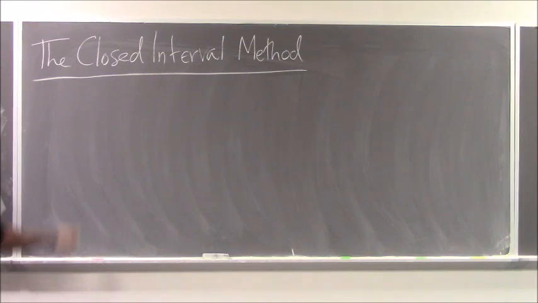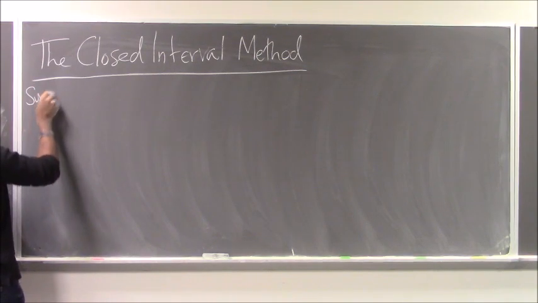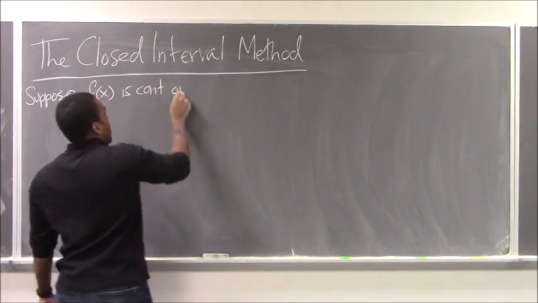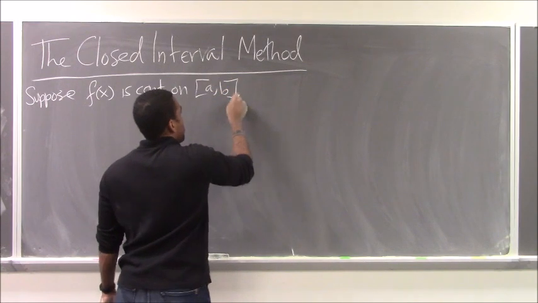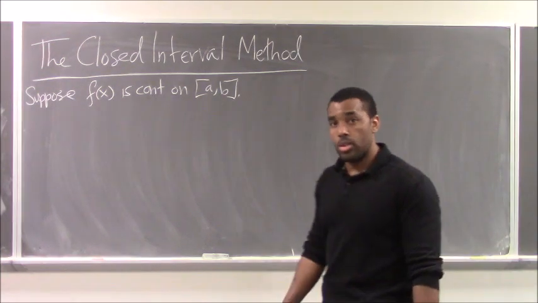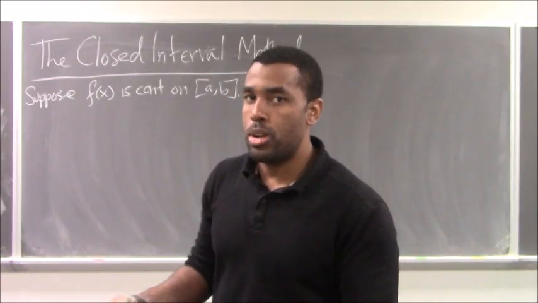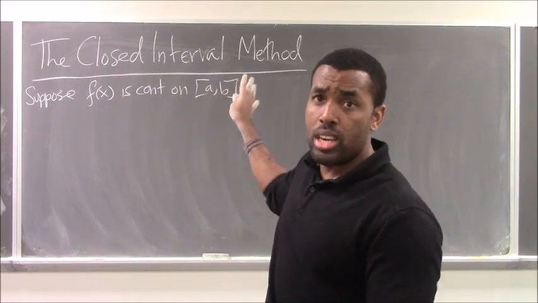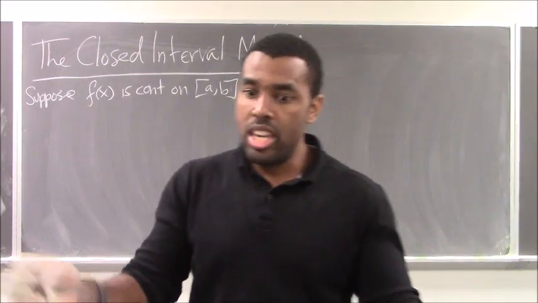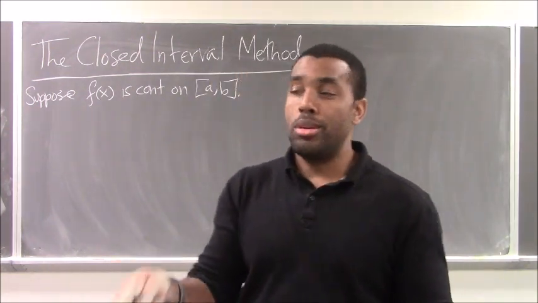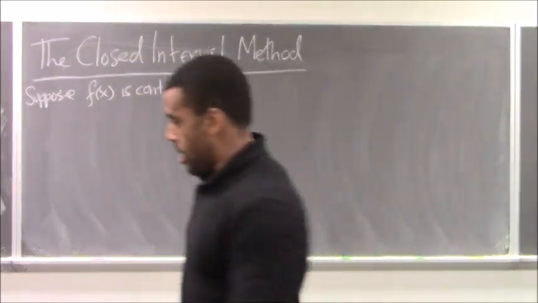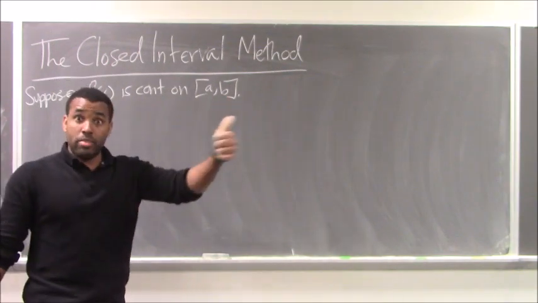Okay, so suppose f of x is continuous on [a, b]. So this method will only apply to a continuous function on a closed interval. Whenever I ask you about finding absolute max and mins, I'll always give you this situation. I'll say, here's a function, it's going to be continuous, and I'll give you an interval. It'll be a closed interval, and I'll ask you, find the absolute max and min on this interval. Okay? So we know that it exists by the extreme value theorem.